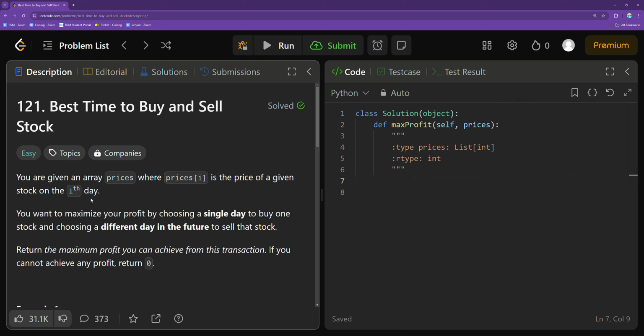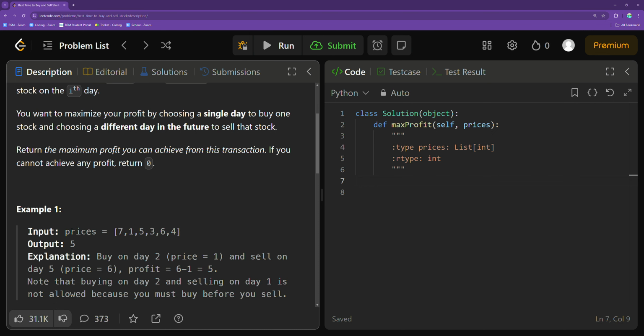So we want to return the maximum profit that we can achieve from this transaction, and if we cannot achieve any profit whatsoever, we simply have to return 0. Okay, so basically that's saying if the array is continuously descending, we actually kind of have to return 0 because we're never actually going to make a valid profit greater than 0.